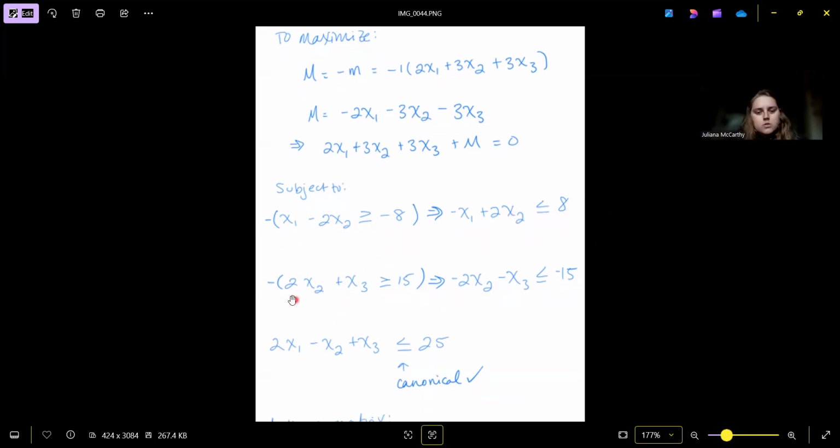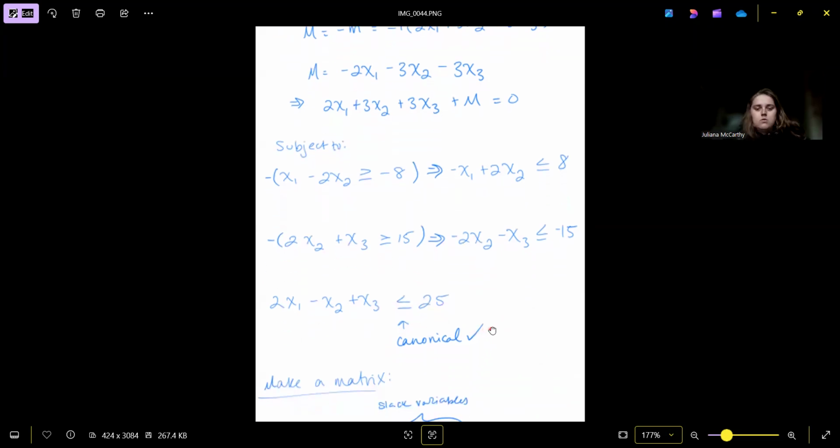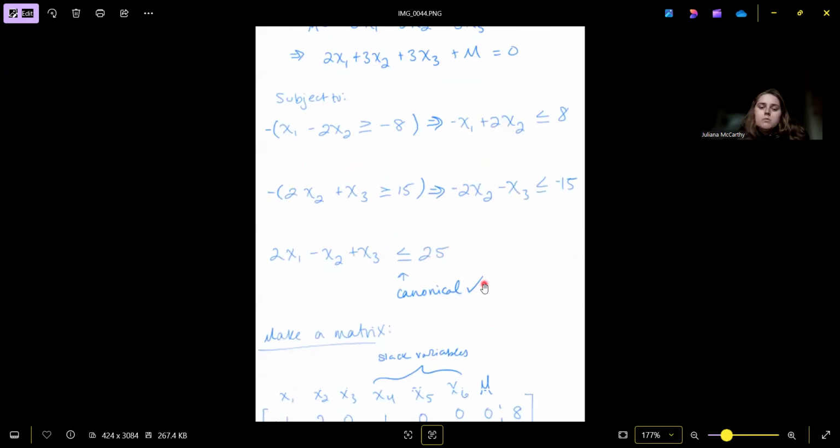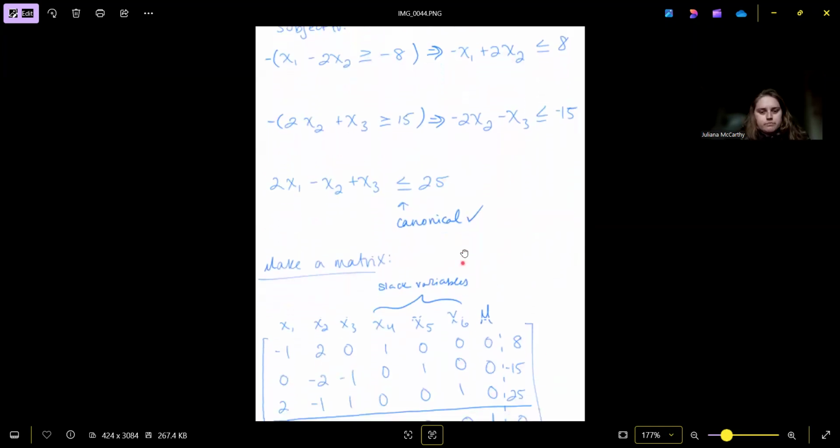Going on to our second constraint, we originally had 2x2 plus x3 is greater than or equal to 15. Flip those signs to make it a less than or equal to, and we get negative 2x2 minus x3 is less than or equal to negative 15. And then our third constraint, it's already less than or equal to. Beautiful. We can use it. It's canonical. Now we can make a matrix.